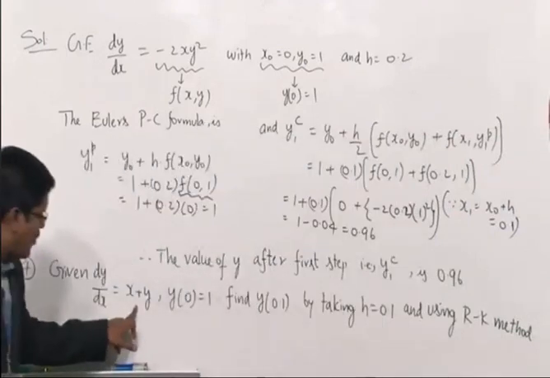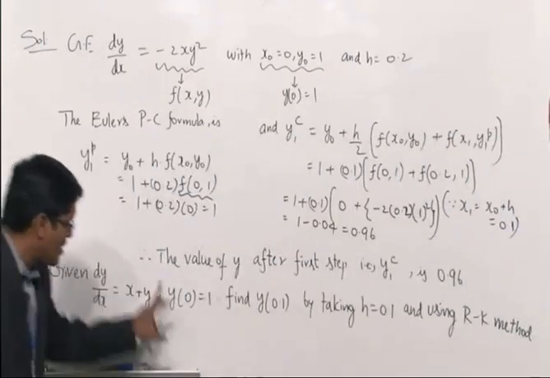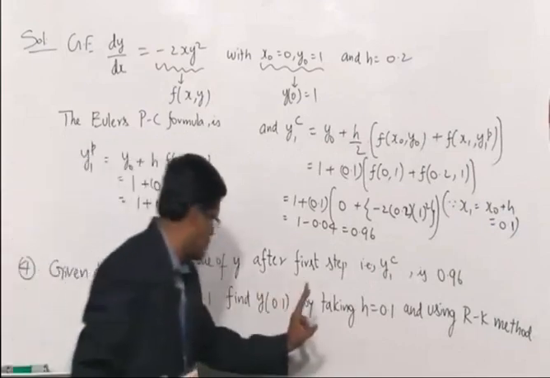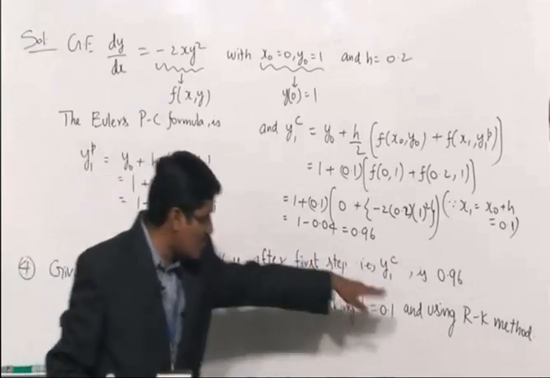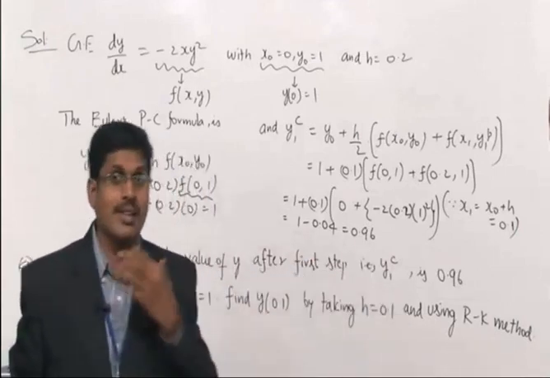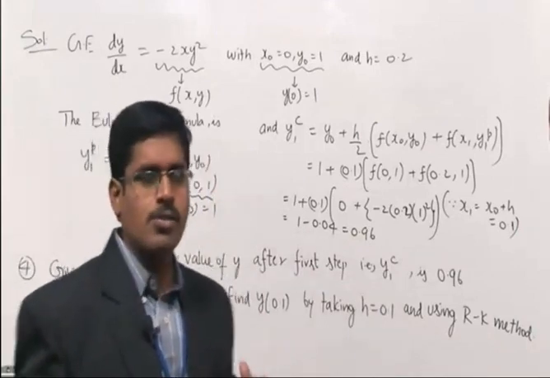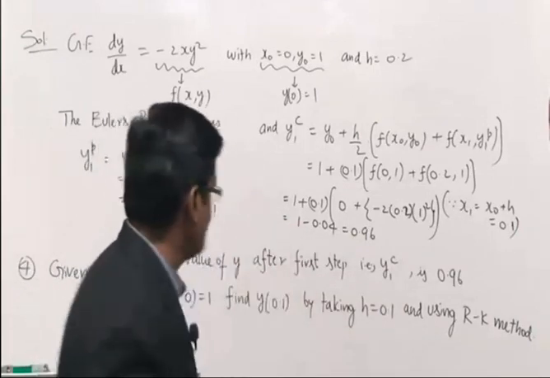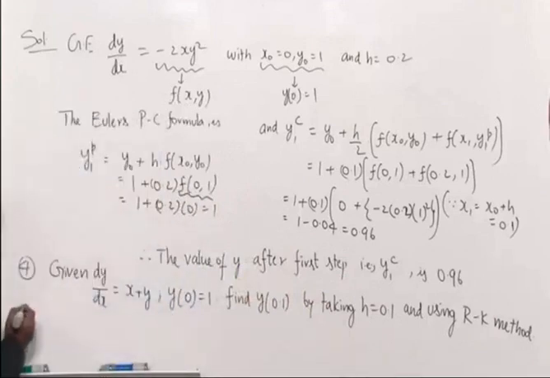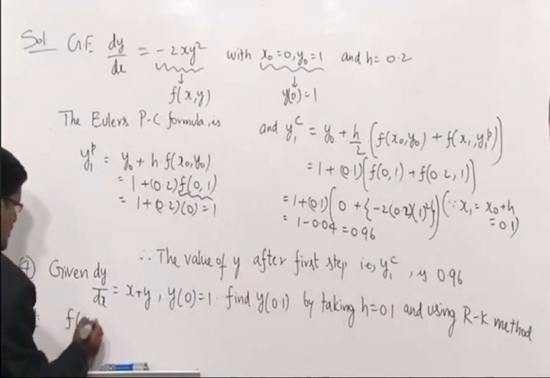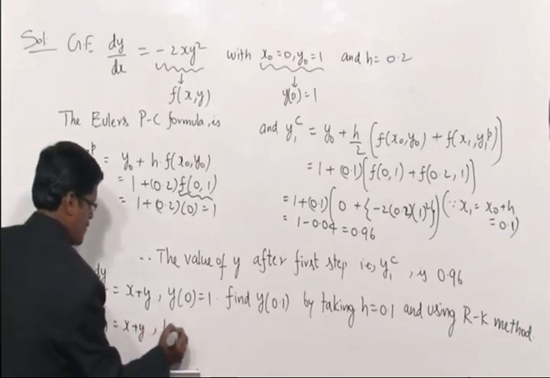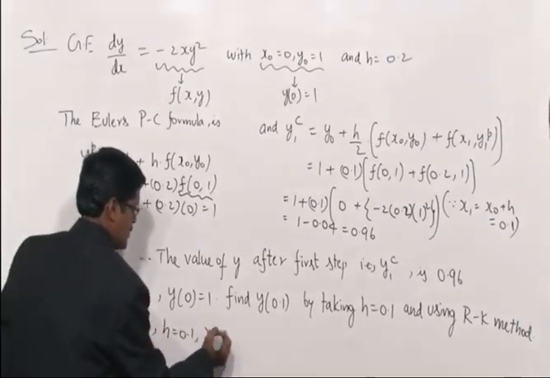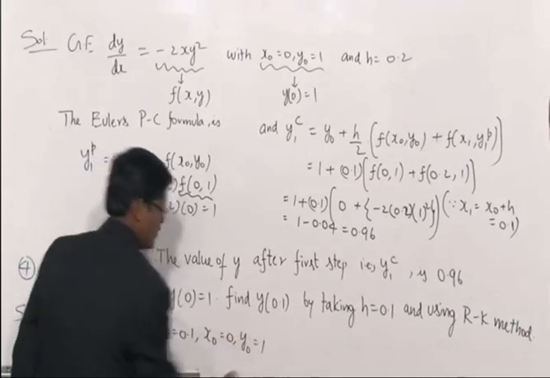This is already standard form. Your f of x comma y is x plus y. Y naught value 1, x naught value 0. H value given 0.1. So in one step only you will be getting this answer. But which method? RK method, means Runge-Kutta method. That is fourth order only. That fourth order Runge-Kutta method commonly known as RK method. Just I am giving hint. F of x comma y is equal to x plus y, comma h value 0.1, comma x naught 0, comma y naught value 1.